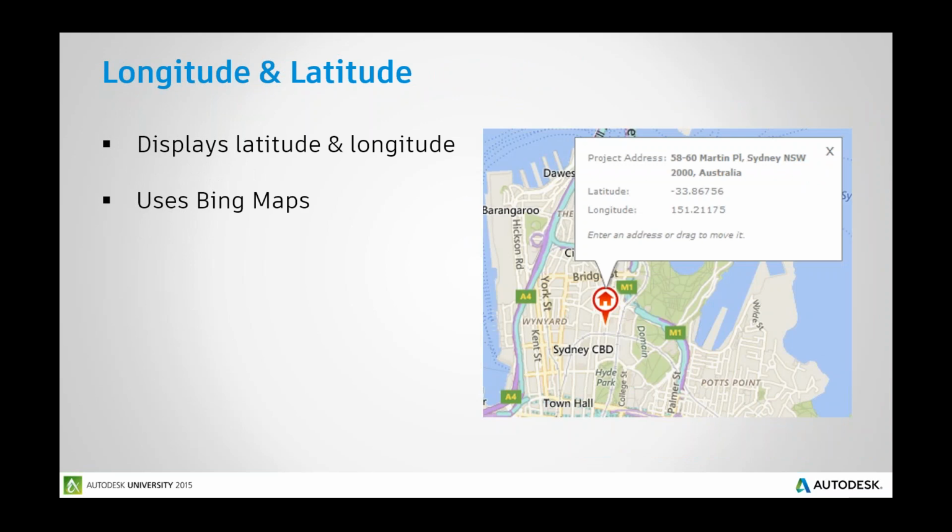So the longitude and latitude coordinates will display, and this is going to be read inside of Infraworks or even Civil 3D if you want to take it across. So this information is important. If you want to write it down, it's a good idea to write it down with the numbers after the decimal point. And it's a simple way just to move it around. Again, it just uses Bing Maps for the graphics here.